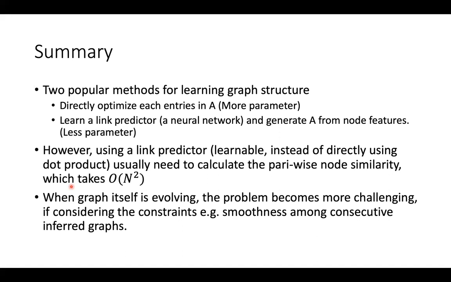Using a link predictor, for example a two-layer MLP, also needs to calculate the pairwise node similarity, for which the computation will take O(n)² time.